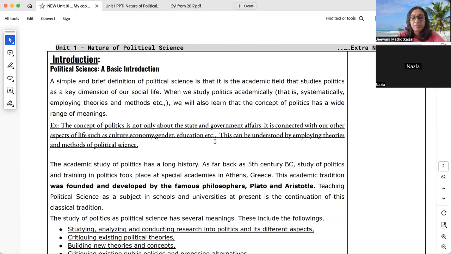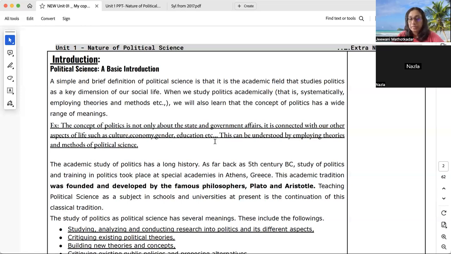A simple and brief definition of political science is that it is the academic field that studies politics as a key dimension of our social life. Politics is considered a key dimension of our social life because many of our social aspects are decided by politicians. Our education, our employment, our economy, our cultural aspects are decided by political representatives. So it is a main area or key dimension of our social life.